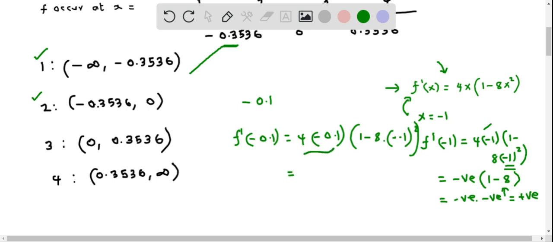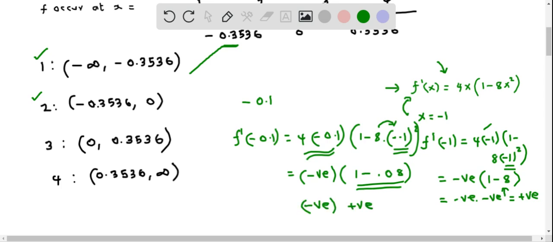Clearly this is going to be negative, because 4 times negative 0.1 is negative 0.4. Now let's determine the other sign. Negative 0.1 squared is positive 0.01, and when you multiply this by 8, we get 0.08. This is a positive quantity, and 1 minus 0.08 is positive. So we have a product of a negative and a positive number, and this means the final result is negative.